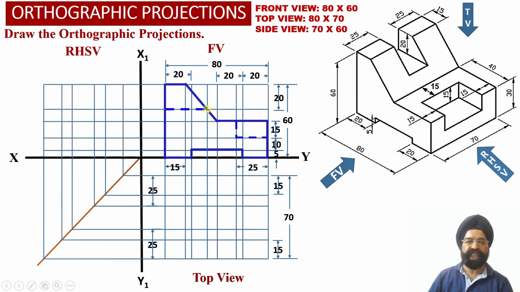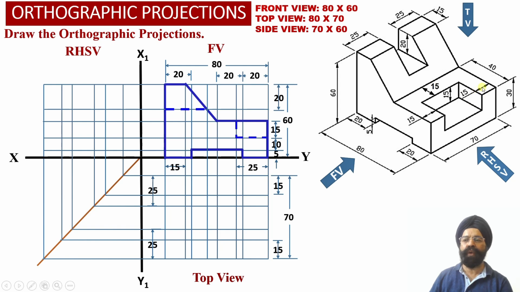So now from this point of the front view orthographic projection, alongside this inclined surface, at a distance of 20 millimeter from the top surface of the solid, we have drawn a vertical projector line in the front view projections, and we have appropriately extended this vertical projector line into the top view projections.